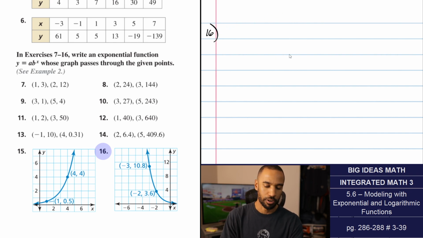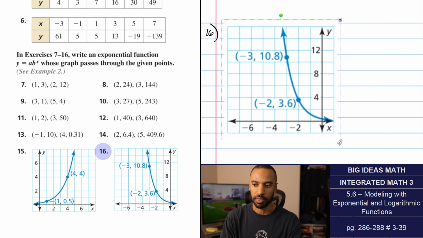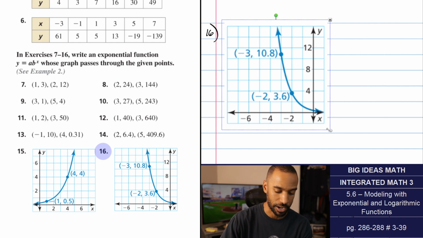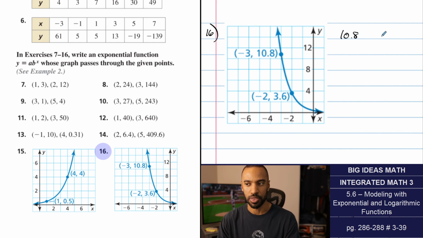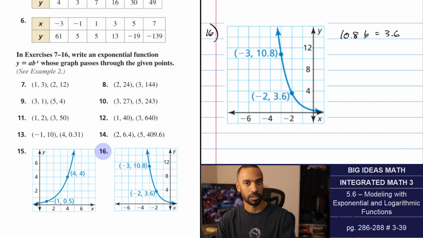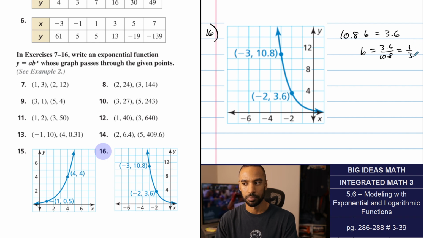But for this one, I want you to recognize that this is exponential decay. That means your b value is going to be some form of a fraction. Now x is increasing just by 1, so we're multiplying 10.8 by something, your b value, to get 3.6. That's exactly what's happening here. If you do enough work, you divide by that, and I believe that's 1/3. So your b value is 1/3.